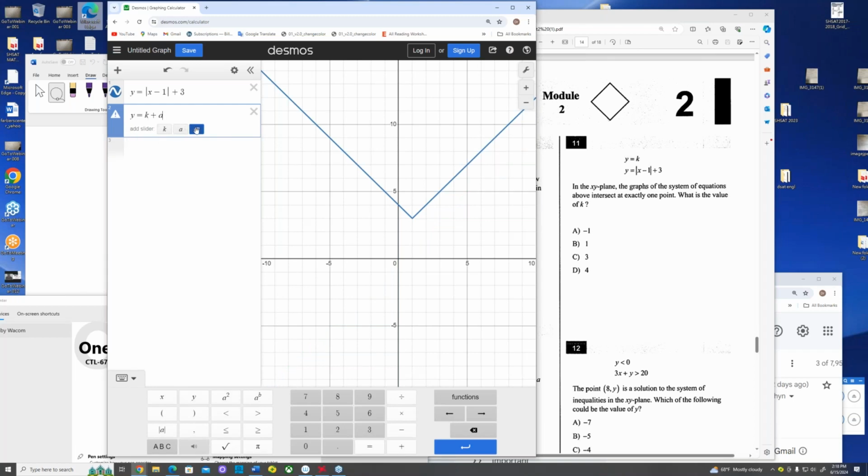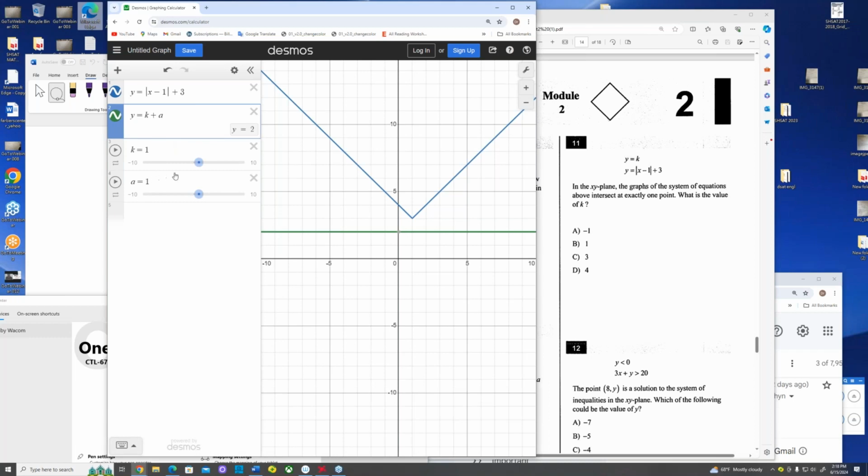Okay. So Desmos is not perfect. And since I need only k, I will make a equal to 0. I can't have a. And now I can operate with the second parameter. So when k equals 3, it has only one solution. Keep in mind, sometimes you have to use tricks for Desmos. To understand this one, I show two different ways. Okay, good.